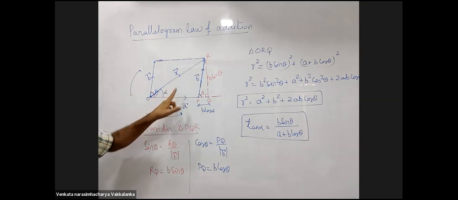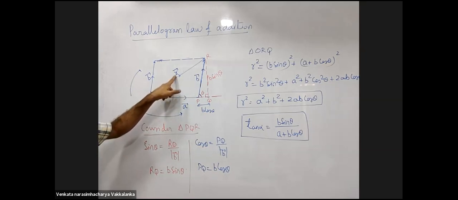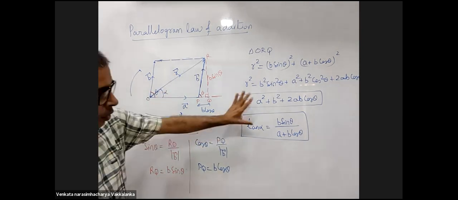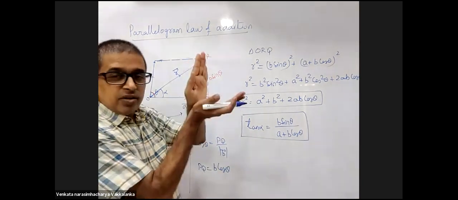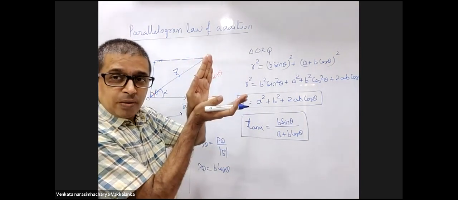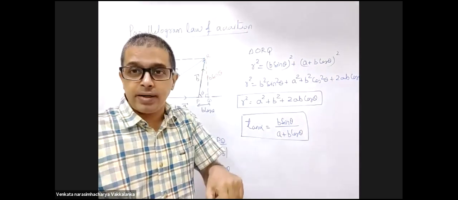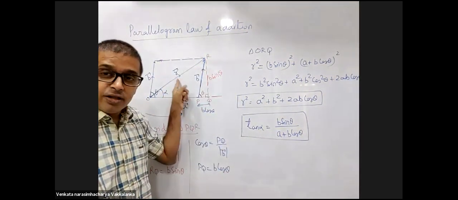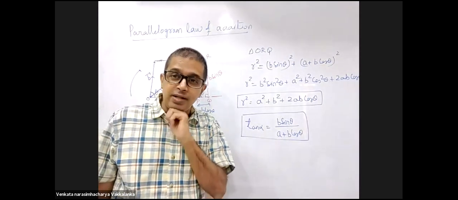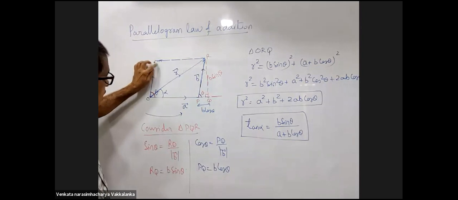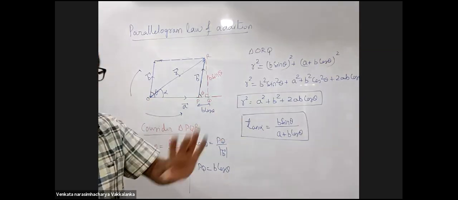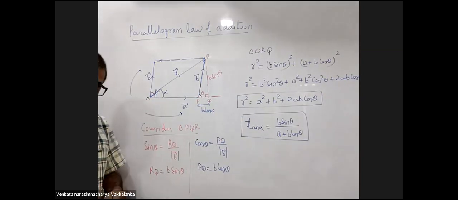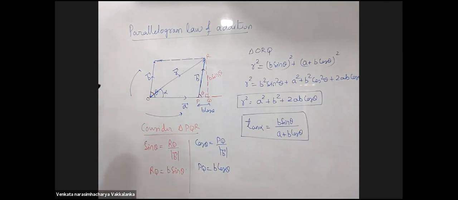I know the magnitude, I know the direction. Don't you think I know the complete resultant? So whenever they give you two vectors, and if you can represent them as two adjacent sides of a parallelogram drawn from a point, then the diagonal drawn from the same point is the resultant. There are two diagonals in a parallelogram. Do not by mistake take the other diagonal.